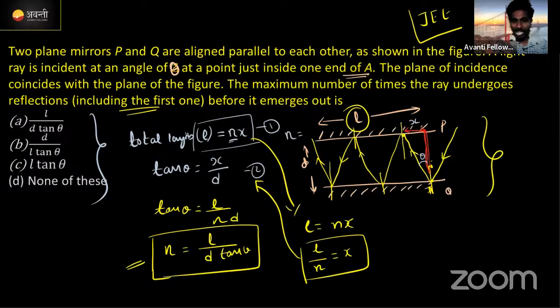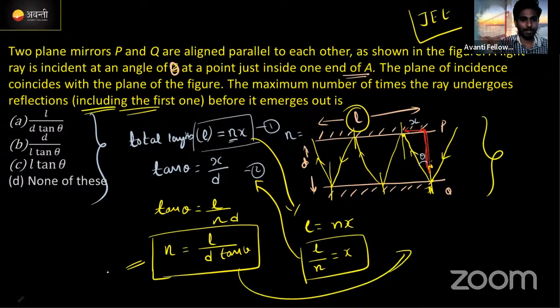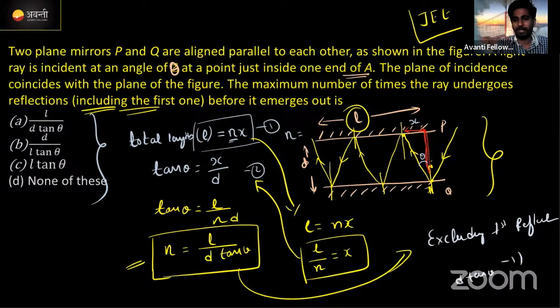If they are asking for excluding the first reflection, just take the n value as L by d tan theta minus 1. Just do minus 1. This is the value for excluding one reflection. Clear? Did you understand?